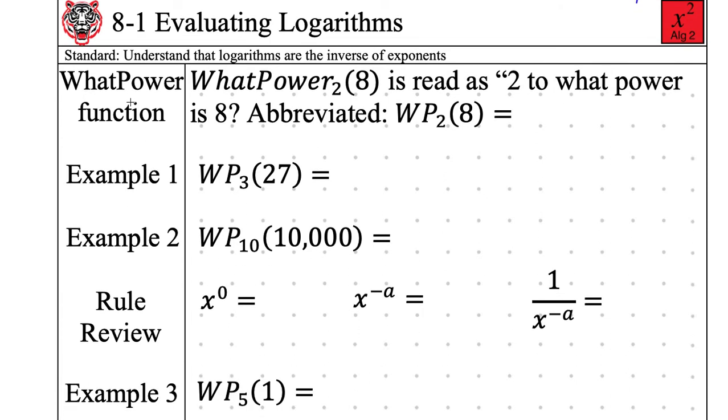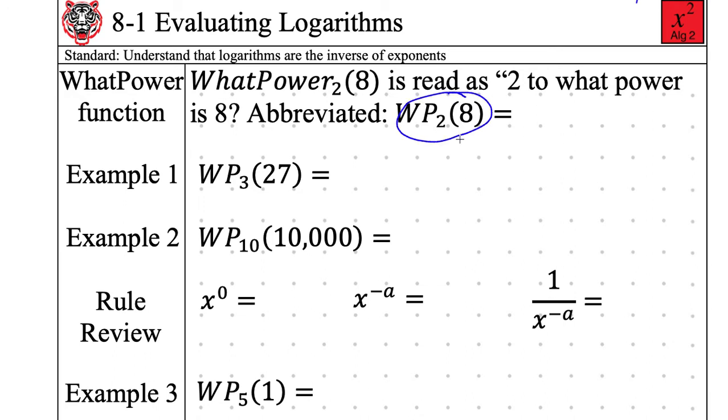So we need to understand what an inverse function even means. So we'll be reviewing that. So I am going to introduce to you guys something that's called a what power function. It's something that I've invented myself. It is pretty cool. So I'm going to write this as what power base 2 of 8. I'm going to read this as 2 to what power is 8, abbreviating this way.